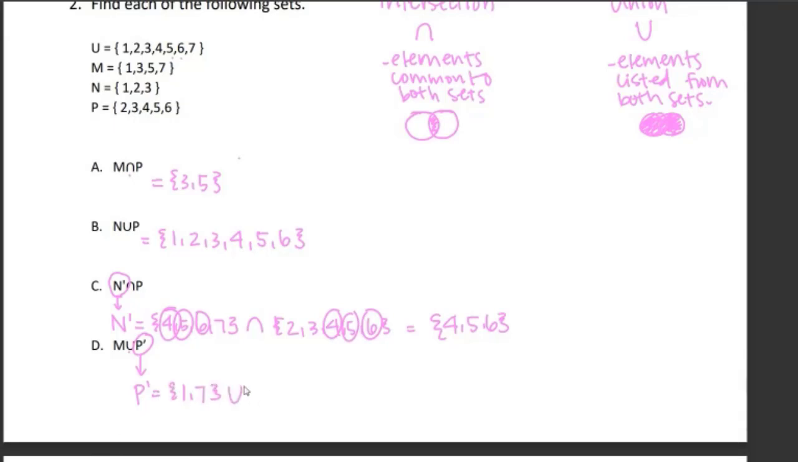And we can union that with M. M has 1, 3, 5, 7. So that is going to be our answer: 1, 3, 5, and 7. Because the complement of P has 1 and 7, and this one already has it in there. So 1, 3, 5, 7.